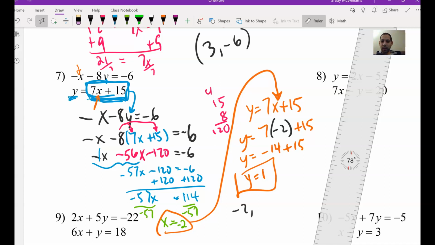X is first, negative 2, and then y is next, 1. This is your answer. This is how you should write it. Answers like that. Okay, negative 2, comma 1. All right, let's scroll down.